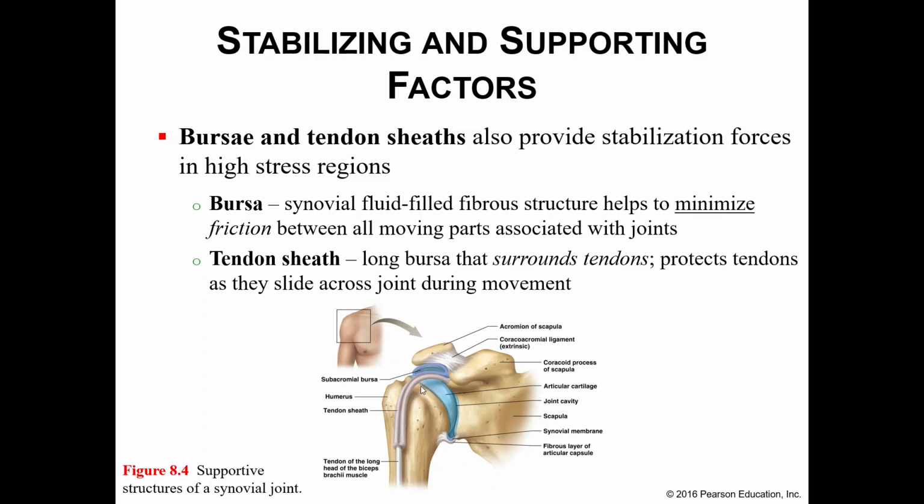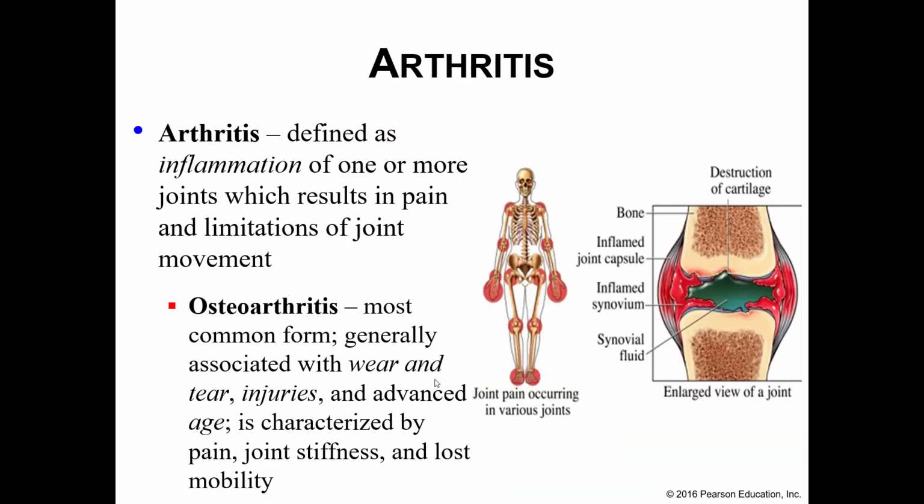So think about all the movements that your shoulder can do. We wouldn't want to continue to have friction on the tendon, because eventually we could wear through the tendon. We don't want that. So we've got this tendon sheath to help reduce friction, and we've got this bursa to help reduce friction here as well.